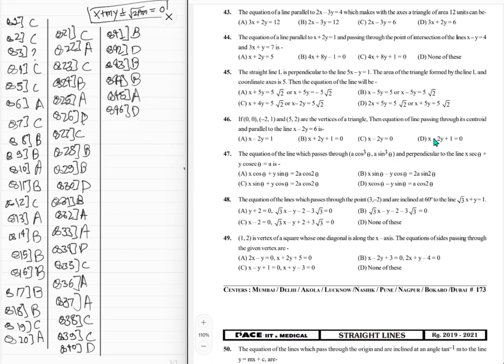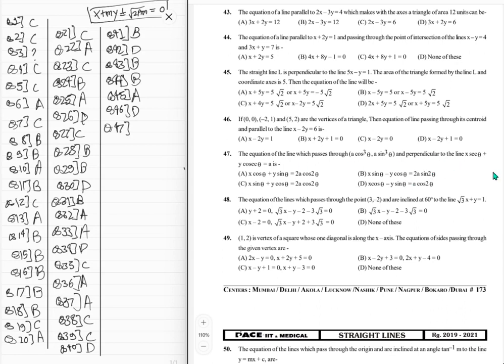I think we should go till 60 then, because we have already gone this far. Okay, the equation of line which passes through this, what time is it? 7:28. Fine, we can go half an hour more, I think. Question number 47 is done. No, it's not done. Okay.